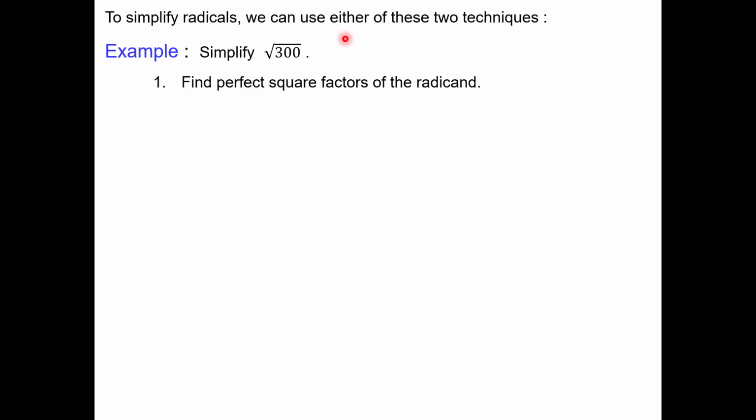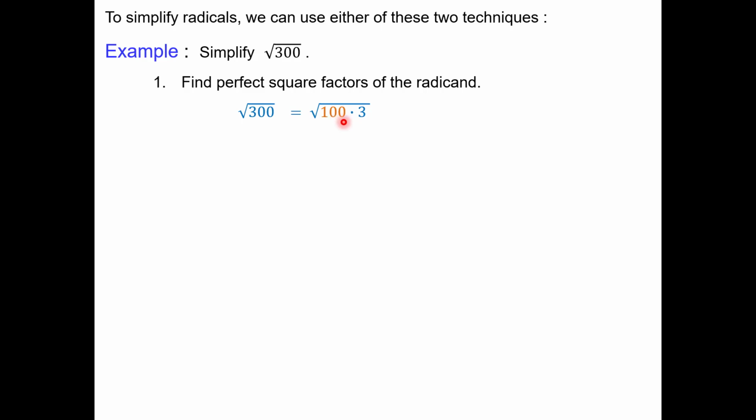We are going to simplify square root 300. So here's step 1. Find perfect square factors of the radicand. So find perfect squares that go into 300 as far as multiplying. So think about one of these options. 300 is the same as 100 times 3. And this is a good choice because 100 is a perfect square.